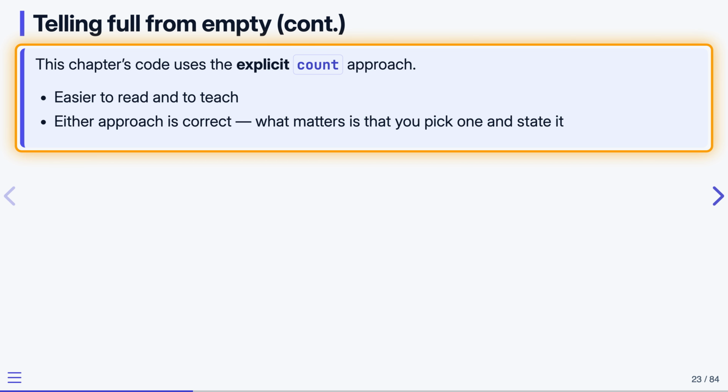This chapter uses the explicit count. It is the easier rule to read and to teach. Both ways are correct. What matters is that you pick one and state it clearly.